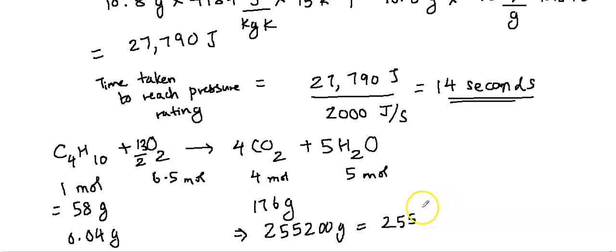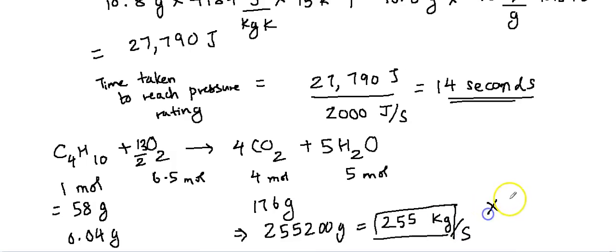Okay. Well, let's see. Every second. Okay, that seems like a lot. So let's see. Might have gone wrong somewhere. Please correct me if I do. 255 kilograms is being produced every second. So if we multiply that by 14 seconds, we get 3570 kilograms, which is 3.5 tons of CO2.